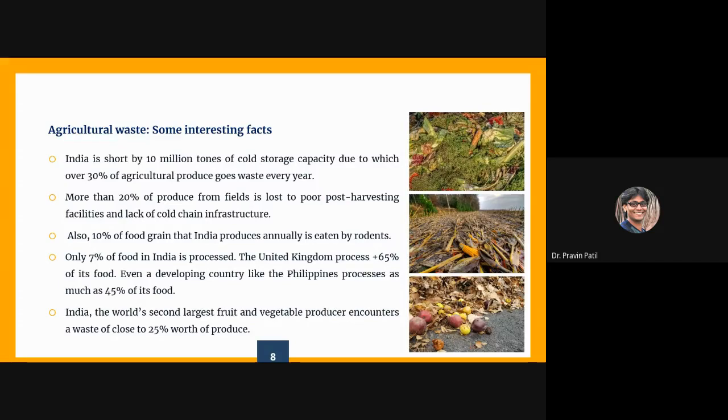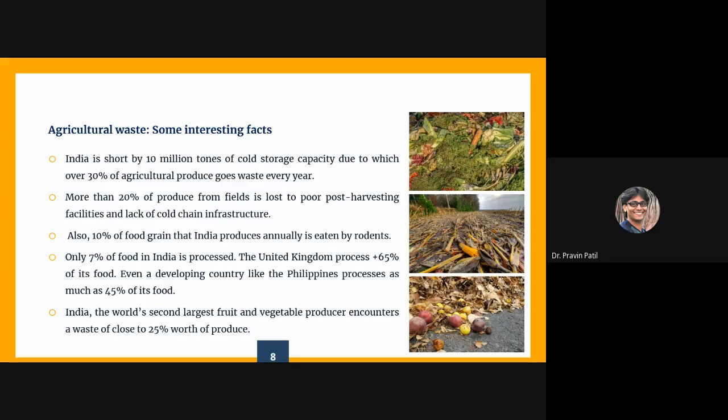We hear this every year, that in Punjab several tons of wheat are being spoiled by rodents. So this is a very common factor which needs to be addressed. Apart from that, only 7% of food in India is processed. Only 7%. Can you imagine? 93% is being wasted. When we compare that with the United Kingdom, more than 65% is processed. And even compared with developing countries like the Philippines, they process more than 45%. So we are extremely lacking in this field, and we have to catch up with the pace.